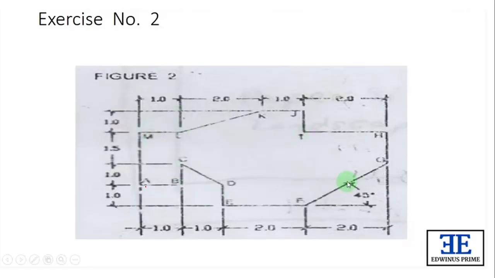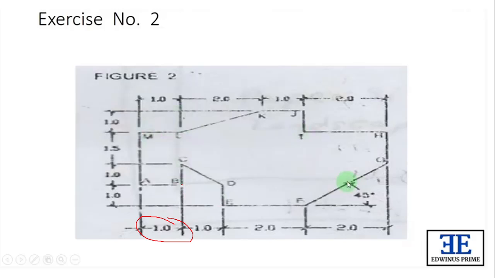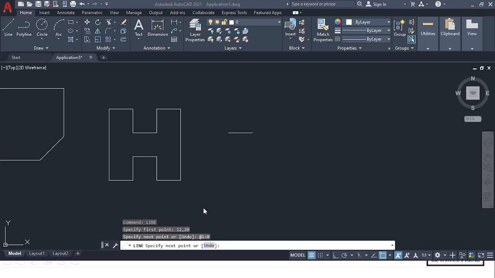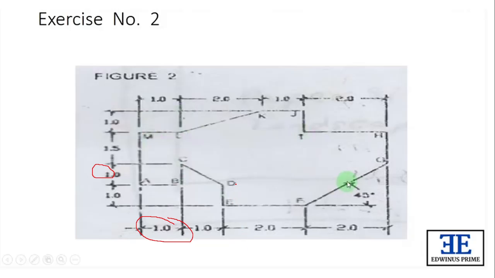Okay, point A to point B, we have here a distance of 1 and the angle is 0 because it is a horizontal line. So let's type at 1 angle 0. This is our point A, and this would be the point B. For point B to point C, it has also a distance of 1, and it is vertical, so it's going up. So automatically we have here at 1 angle 90.